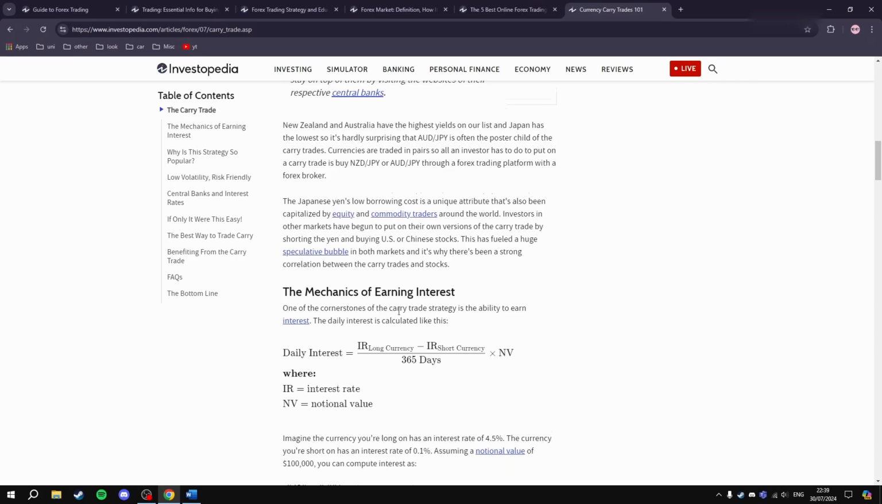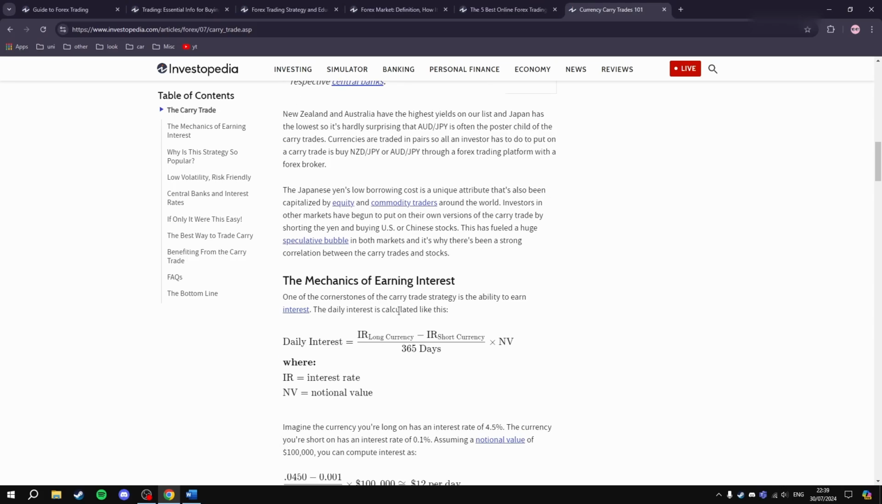New Zealand and Australia have the highest yields on our list, and Japan has the lowest, so it's hardly surprising that AUD/JPY, so trading JPY for AUD, is often the poster child of the carry trades. Currencies are traded in pairs, so all an investor has to do to put in a carry trade is to buy NZD/JPY or AUD/JPY through a Forex trading platform with a Forex broker.